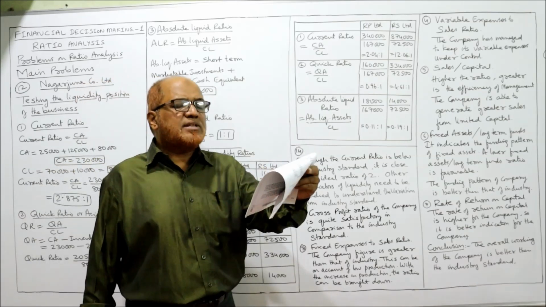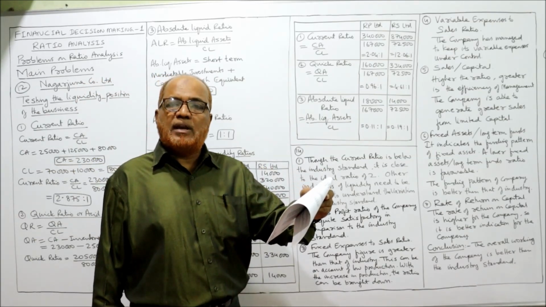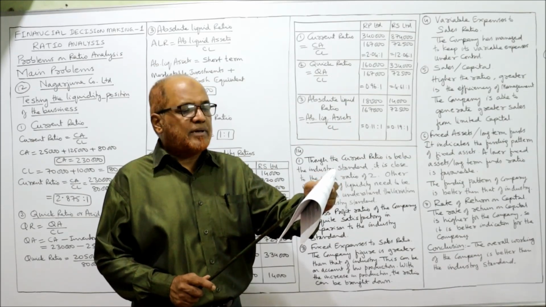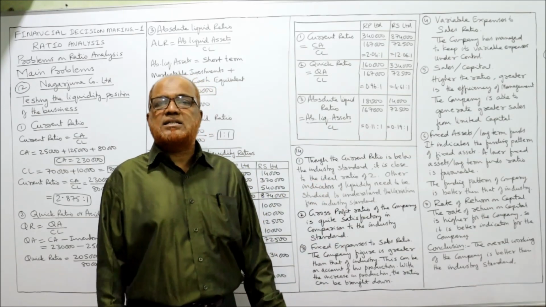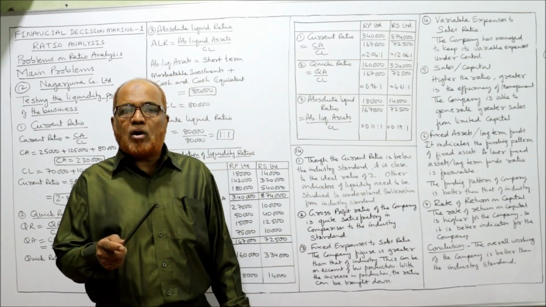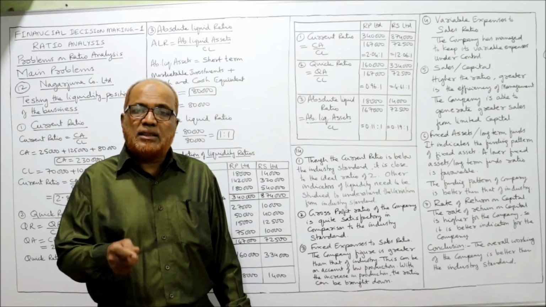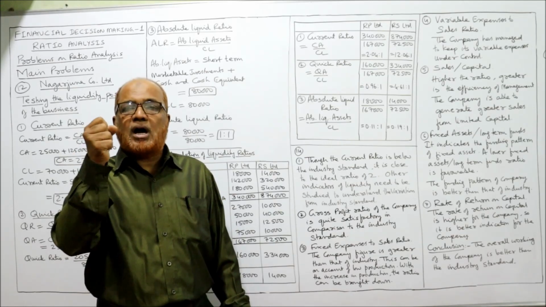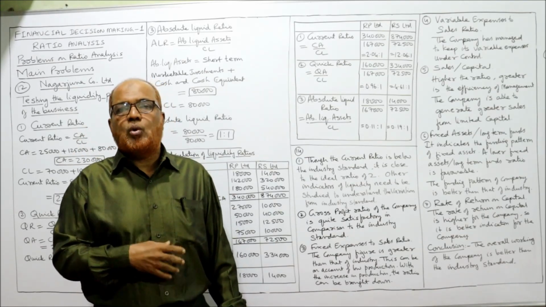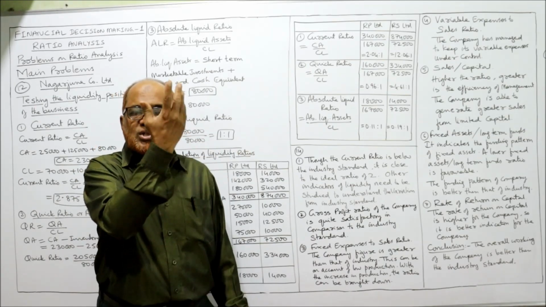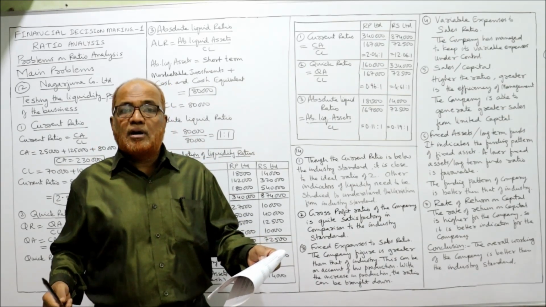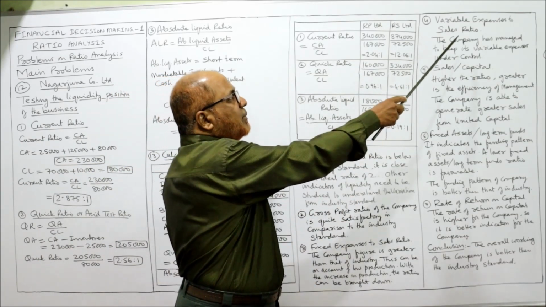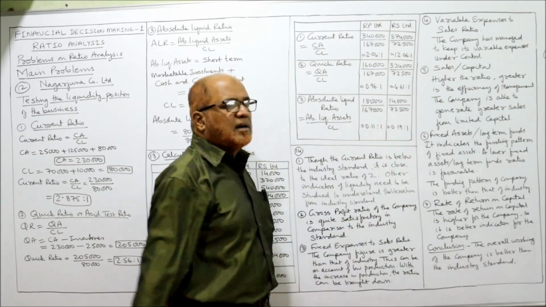Next, variable expense to sales ratio. Proportion of variable expense to sales. The industry standard is 0.10, 10%. Company is 0.08, 8%. So the variable cost of the company is lower than the industry standard. It indicates that the management is able to control the variable expenses, only 8%, whereas the industry standard is 10%. It's a better point. The company is doing good in controlling the variable expenses. So the company has managed to keep its variable expenses under control.